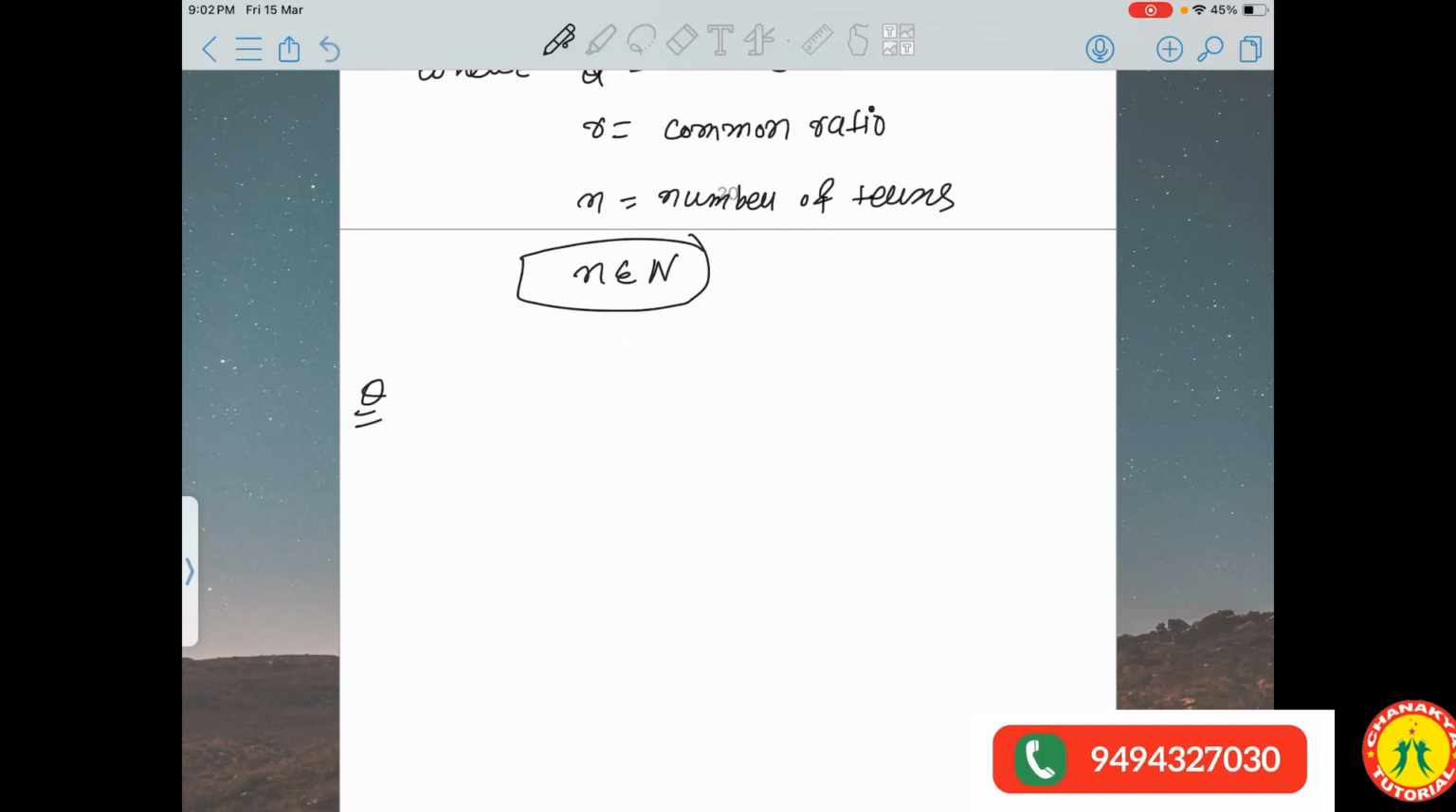Like 2, 4, 8, 16. If you want to find T10. Once again, it is 2, 4, 8. This is GP. We need to find the T6 term. T6 or T8, sorry, T8. Say the answer.